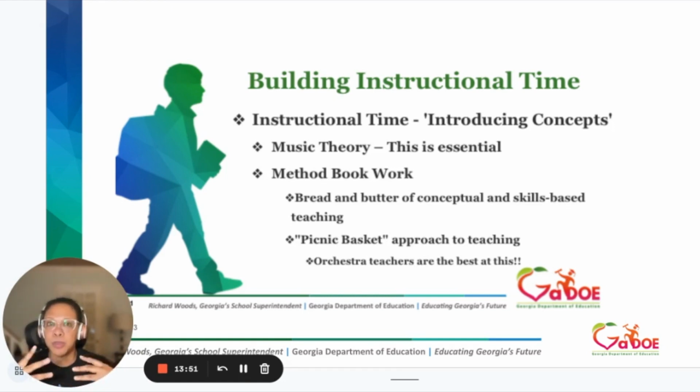All right. So I think, in my personal opinion, that orchestra teachers are the best at using the book to build those skills and then taking that and immediately transferring it over to music. I think sometimes band people, we tend to get caught in rote town, right? But orchestra teachers often have such a grasp on this picnic basket approach, and I just really admire them for that.